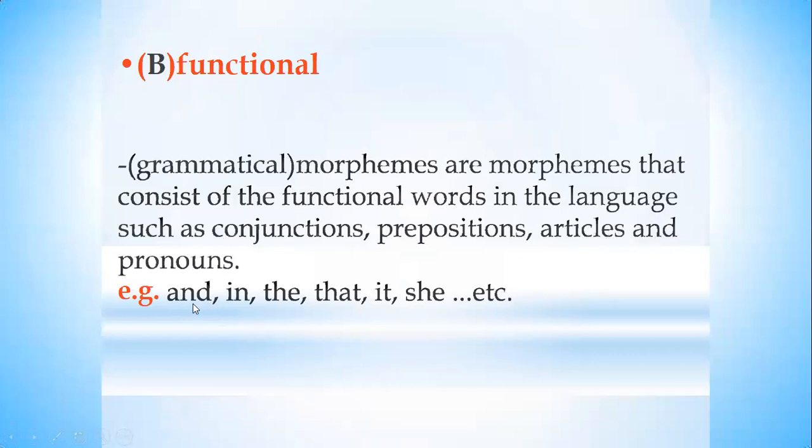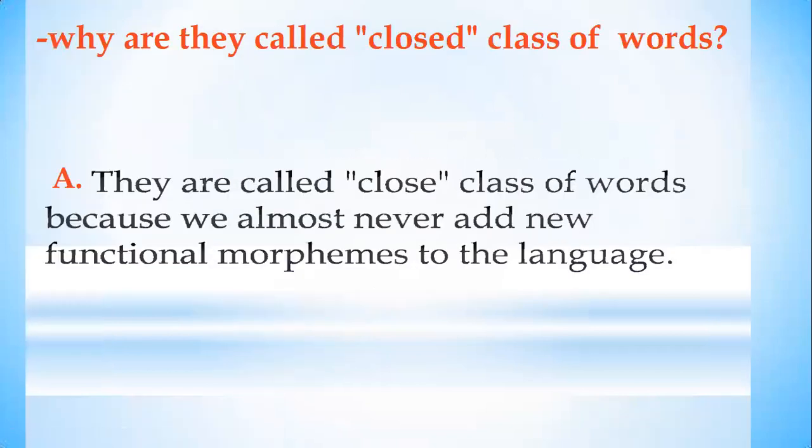Okay, for example: is, are, and, in, the, that, it, she. Those are the conjunctions and prepositions. We call them the functional morphemes. Now let's proceed to the next page. Why are they called closed class of words? They are called closed class of words because we almost never add new functional morphemes to the language.